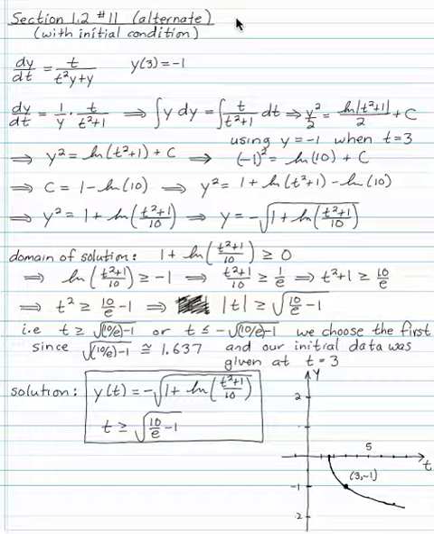Here's an example where it's important to make choices in the domain and range of an explicit solution of a first-order differential equation, and we're using the technique of separation of variables. This is from section 1-2, problem number 11, but I'm going to add an initial condition. So here's the differential equation.